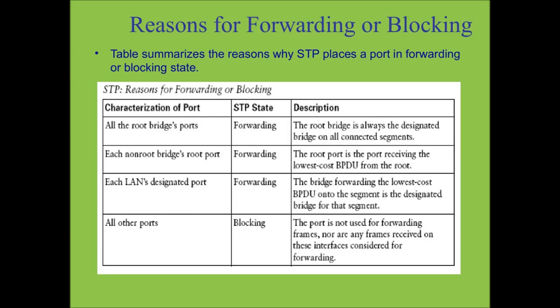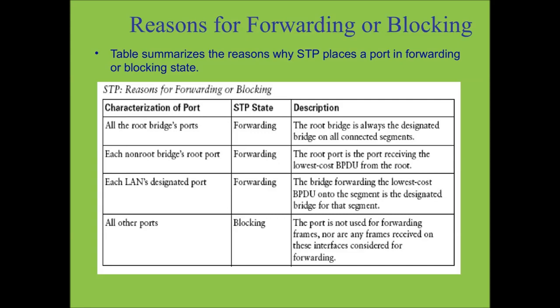Second, each non-root bridge's root port is in forwarding state. The root port is the port receiving the lowest cost BPDU, or bridge protocol data unit, from the root. This is again in the forwarding state. Next, each LAN's designated port must be in forwarding state. The bridge forwarding the lowest cost BPDU onto the segment is the designated bridge of that segment. And the last one is all other ports in blocking state. The port is not used for forwarding frames, nor is any frame received on these interfaces considered for forwarding.